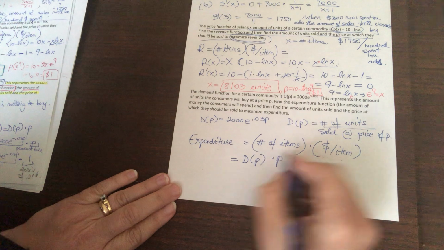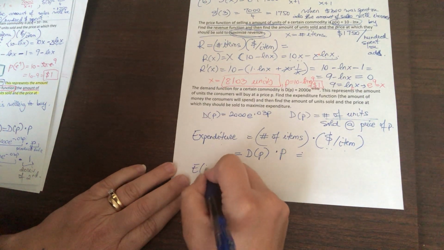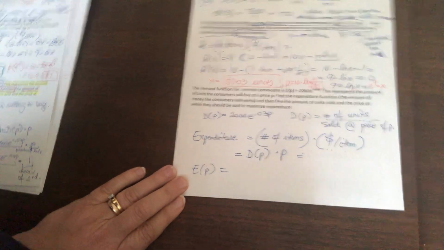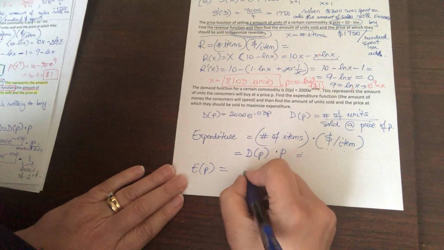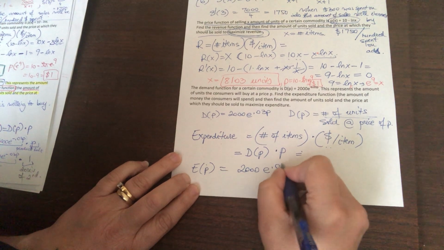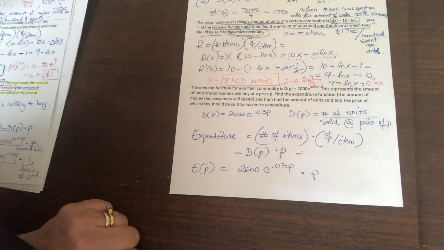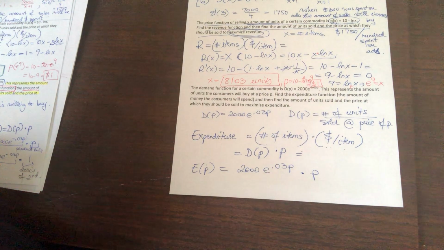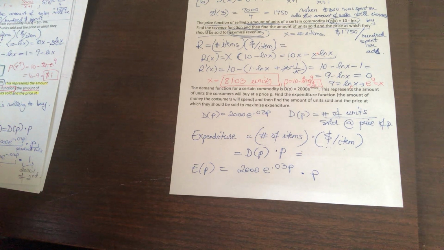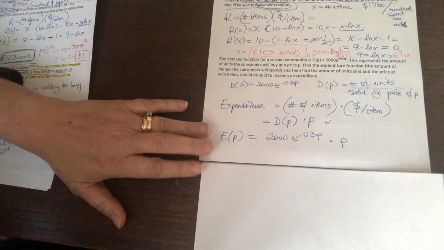Okay, so for our function here, I'm going to take a separate piece of paper in a minute. The expenditure again depends on the price that's being charged. So, that is 2,000 e to the 0.03p times p. Okay, so that's the expenditure function. Now, how are we going to find the maximum, right? We want to maximize expenditure. Fine. What we need to do is we need to take the derivative.